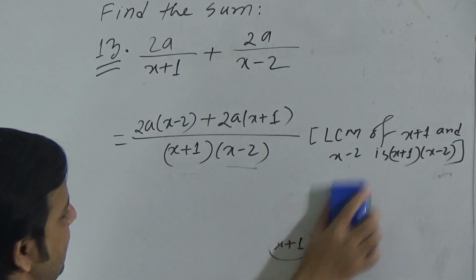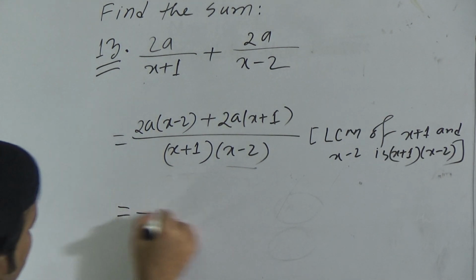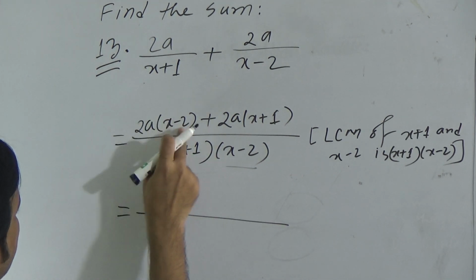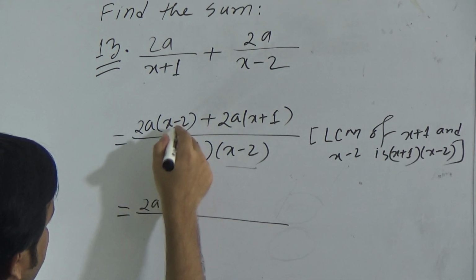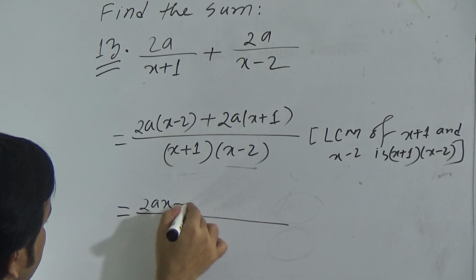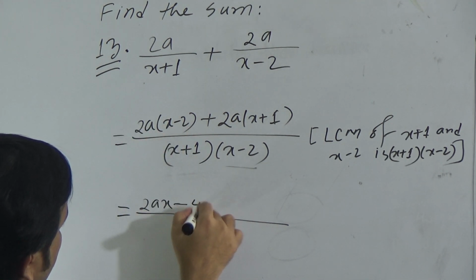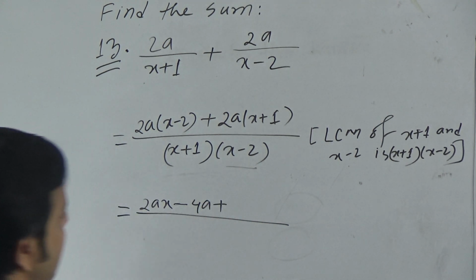Now if we multiply or if we calculate here, what will we get? Multiply x minus 2 by 2a, we will get 2ax. Here is minus, so give minus 2a into 2 means 4a. Here is addition sign, so we can give addition sign.